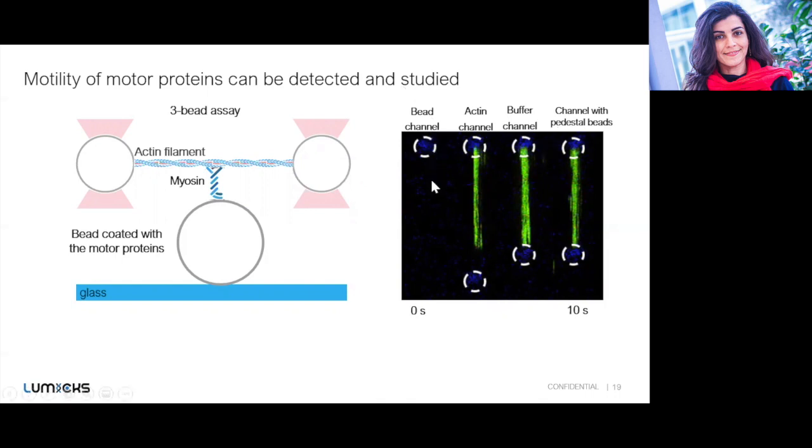The way you do it is that, as I showed, in the first channel you will have the beads flowing, and once the beads are trapped, you go to the second channel where actin is flowing, and when actin binds to one of the beads, you move to the third channel where there is only buffer, and now you can move this bead toward the actin filament to form the tether of actin between these two beads. And once you have it, you can go to the fourth channel where you have these pedestal beads on the glass slide, and you can continue with your experiment.